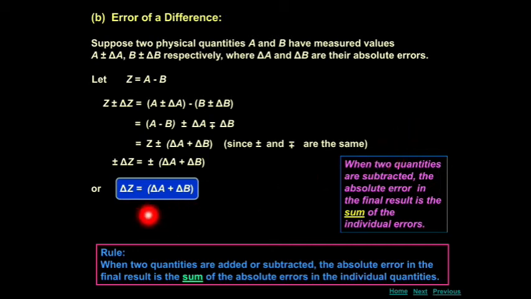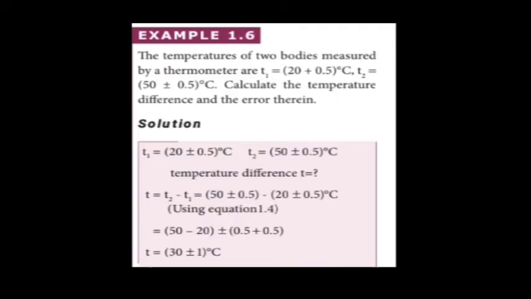Okay, that is the rule. See that one example for this topic, that is example number 1.6. The temperature of the two bodies measured by the thermometer at T1 is equal to 20 plus or minus 0.5 degrees Celsius. It's a measured value. T1 is the measured value and T2 is also a measured value. It will become 50 plus or minus 0.5 degrees Celsius.